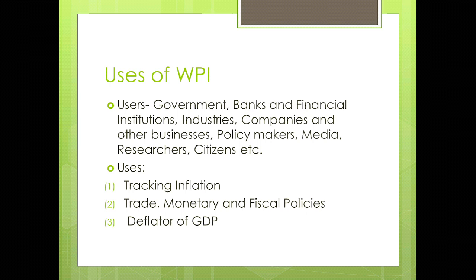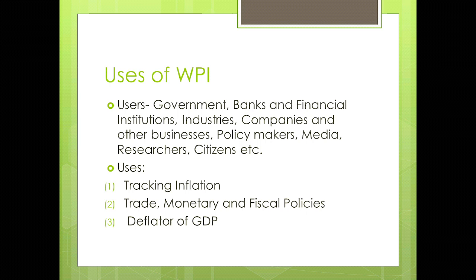Let's see what the uses are. We need to track inflation with the help of WPI. Trade, monetary and fiscal policies are also formulated based on WPI, and it is a deflator of GDP. When we have the GDP value, we need to deflate it, because due to inflation, the value of the gross domestic product may be fallacious. So we need to deflate it, and as a deflator, WPI is used.